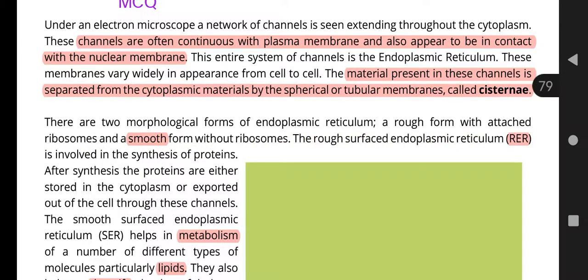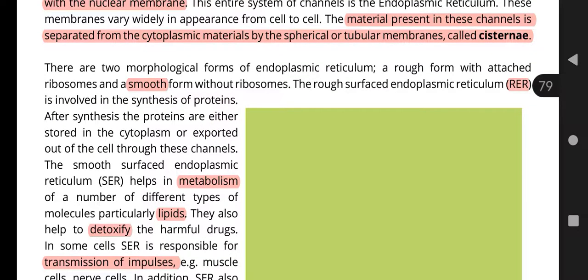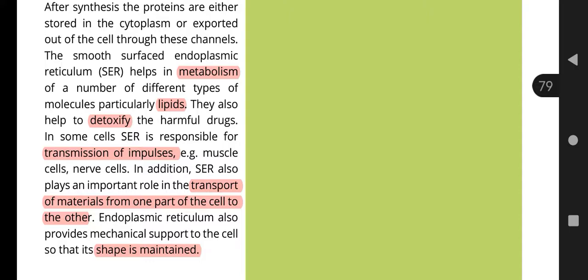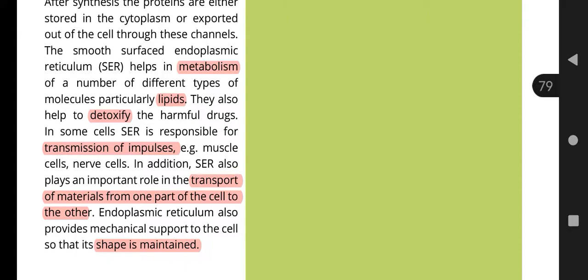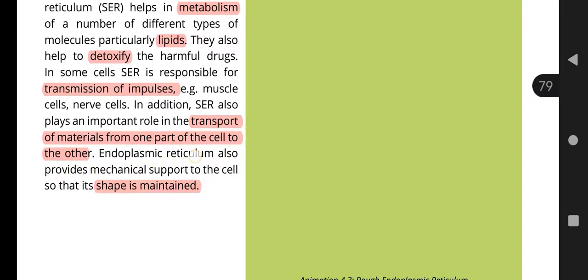There are two morphological forms of endoplasmic reticulum: a rough form with attached ribosomes and a smooth form without ribosomes. The rough surface endoplasmic reticulum is involved in the synthesis of protein. After synthesis, proteins may be either stored in the cytoplasm or exported outside the cell through these channels. The smooth surface endoplasmic reticulum helps in metabolism of a number of different types of molecules, particularly lipids. They also help to detoxify harmful drugs in some cells. Smooth endoplasmic reticulum is responsible for transmission of impulses, for example in muscle cells or nerve cells. In addition, SER also plays an important role in the transport of material from one part of the cell to another part.